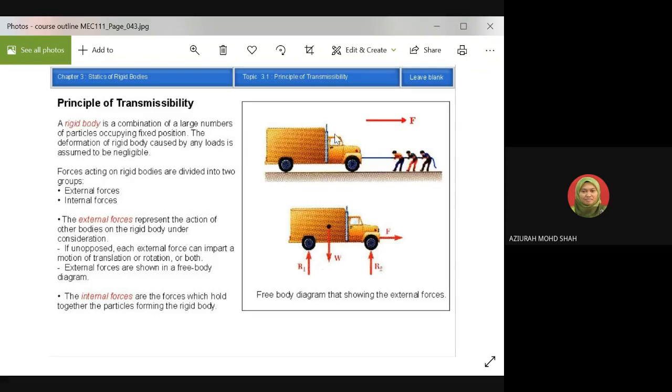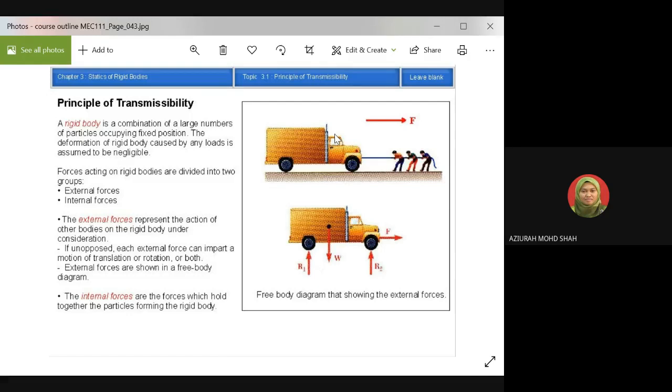Right. Okay. Yang principle of transmissibility ni tak mau cerita lagi. Tapi nanti sepanjang ni kamu akan tengok basic dia in rigid body. Kita akan ada external forces, internal forces lah. Internal forces ni when we cut our rigid body, baru kita nampak lah dia punya force. Kalau external forces, apa forces yang bertindak ke atas you punya rigid body lah, represent the action or the reaction of the other body on the rigid body under consideration.